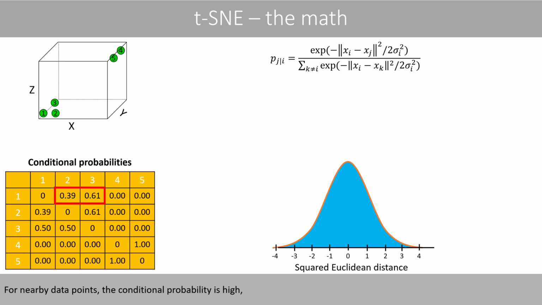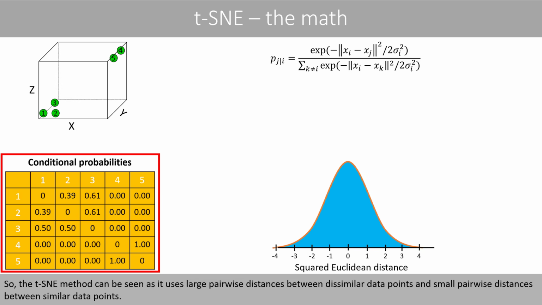For nearby data points, the conditional probability is high, whereas for data points further away, the conditional probabilities will be super small for reasonable values of sigma. So the t-SNE method can be seen as using large pairwise distances between dissimilar data points and small pairwise distances between similar data points.